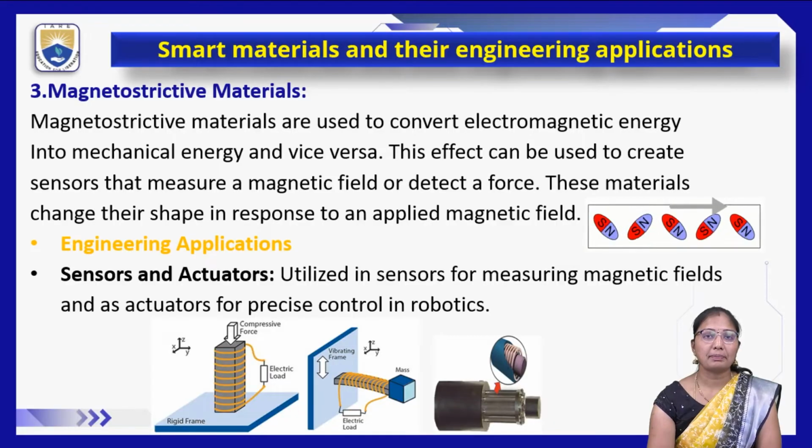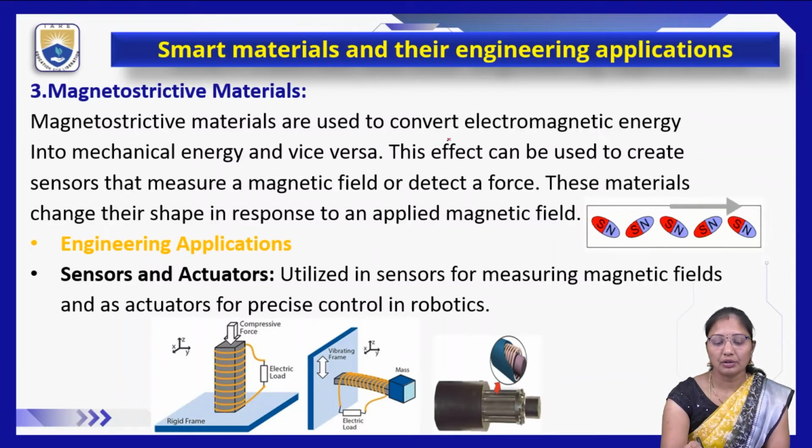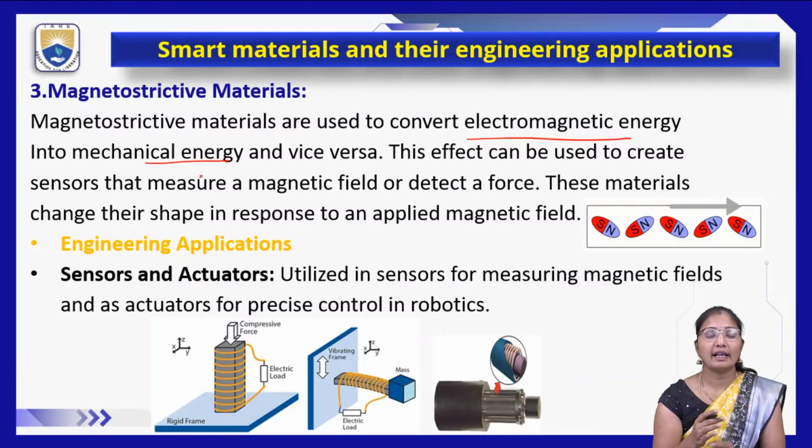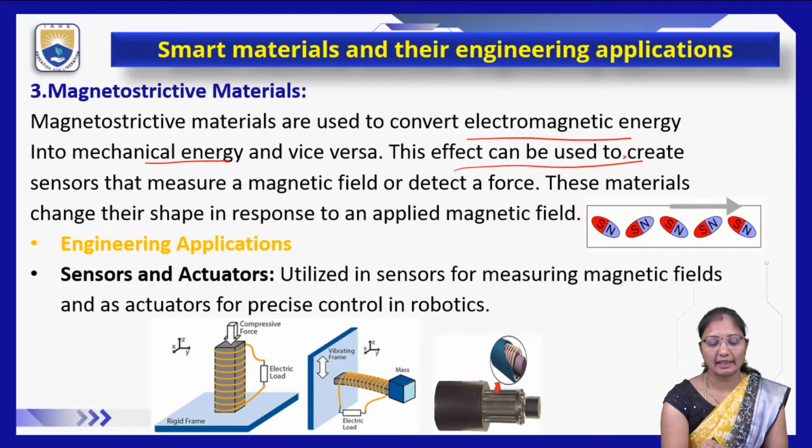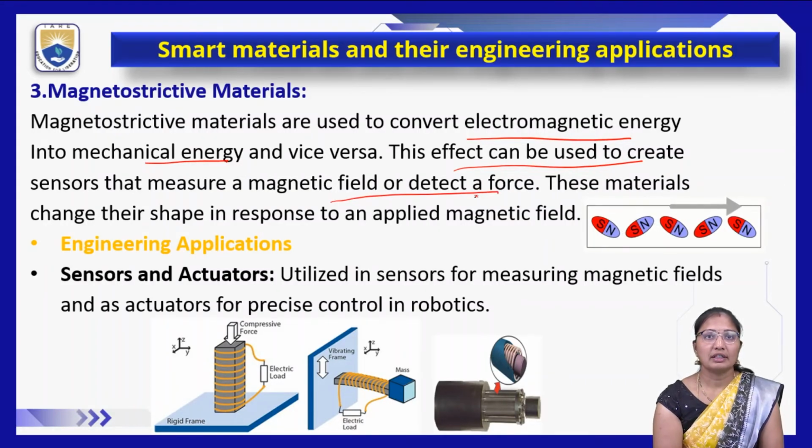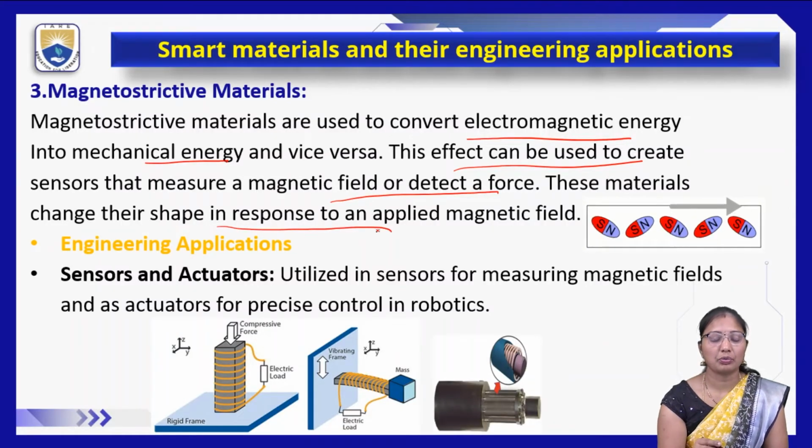The next smart material is magnetostrictive materials. These materials are used to convert electromagnetic energy into mechanical energy and the reverse, like magnetic to electric and electric to magnetic energy, electromagnetic to mechanical energy and mechanical to electromagnetic energy. This effect can be used to create sensors that measure a magnetic field or detect a force. These materials change their shape in response to the application of a magnetic field.